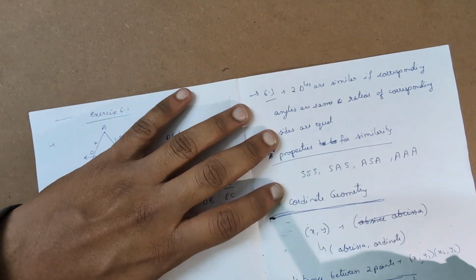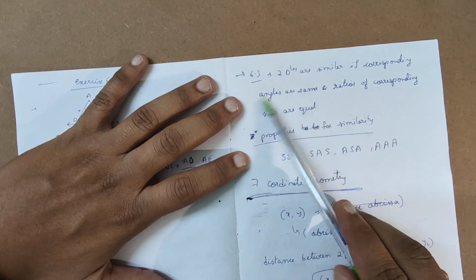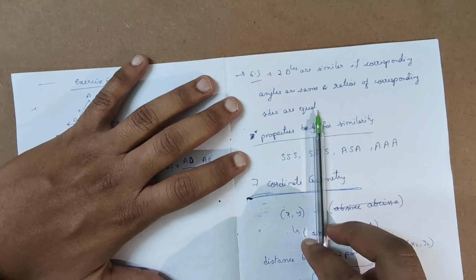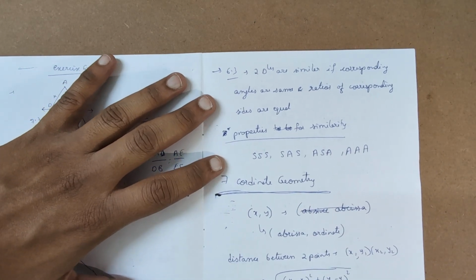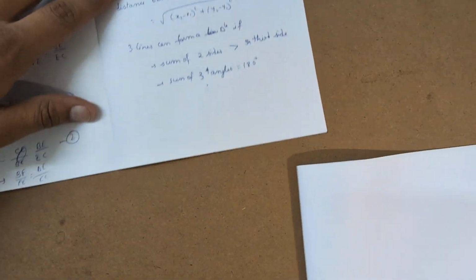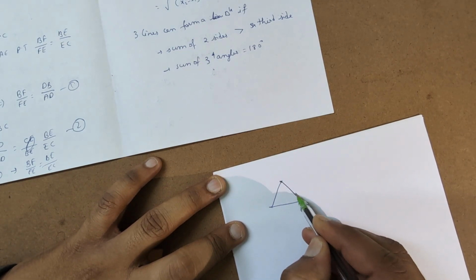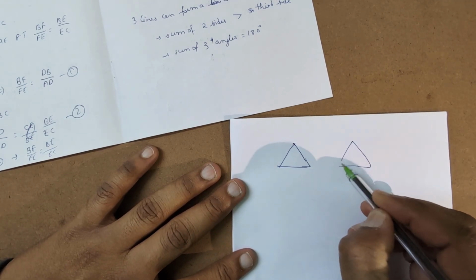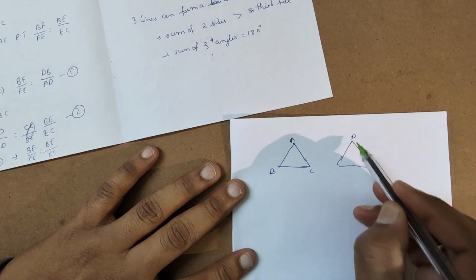And the last one is theorem 6.3. So what does it say? Two triangles are similar if corresponding angles are the same and the ratios of corresponding sides are equal. So for this, let me show you differently. Suppose there are two triangles ABC and DEF.